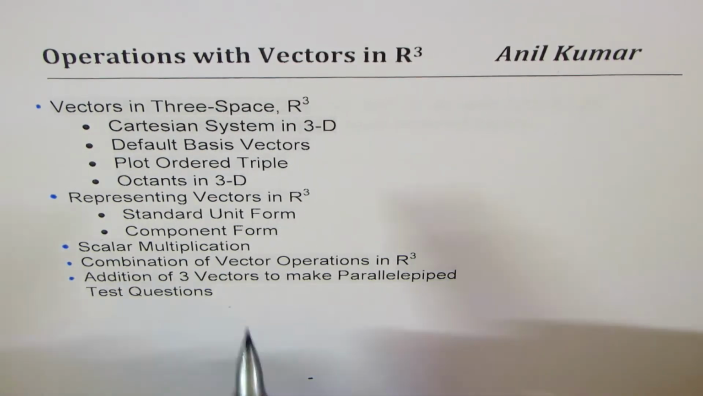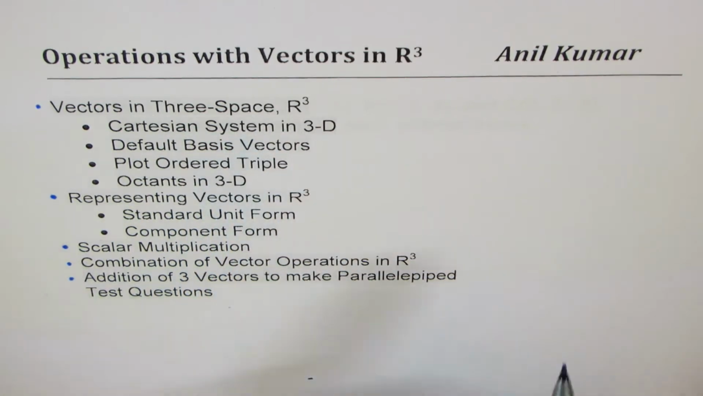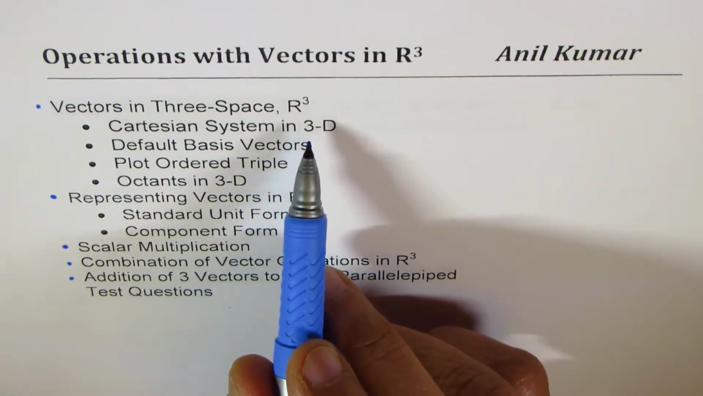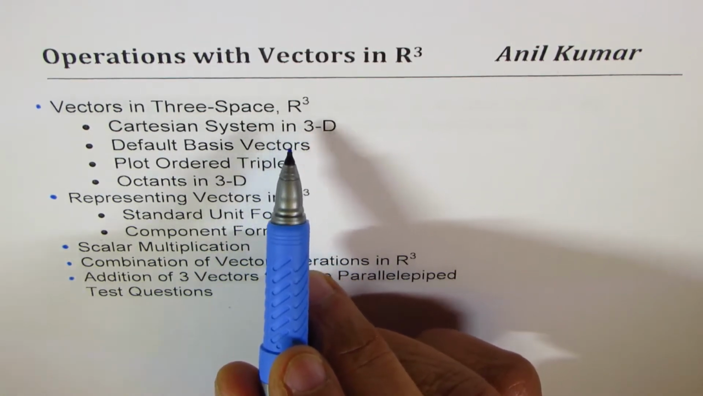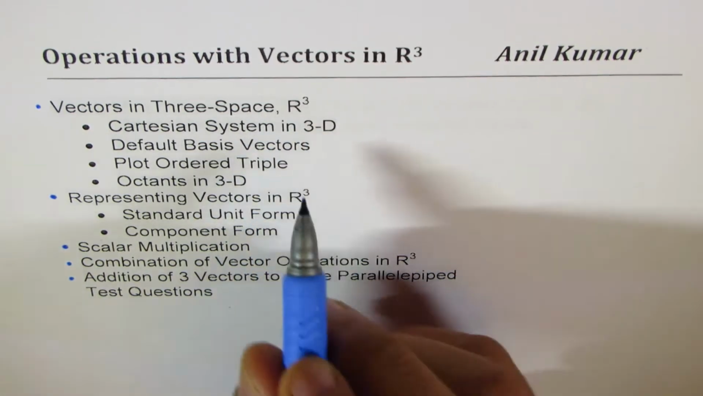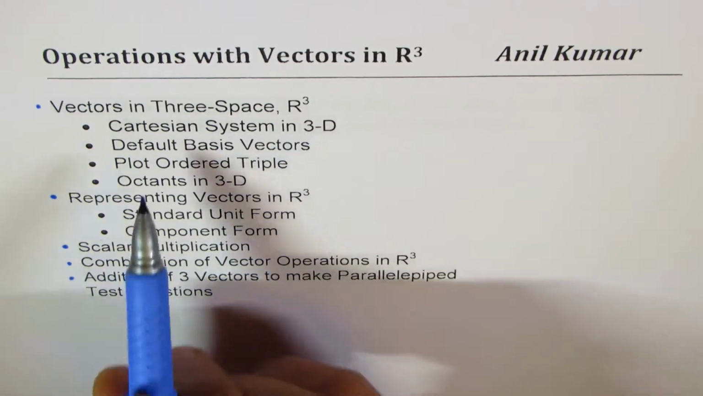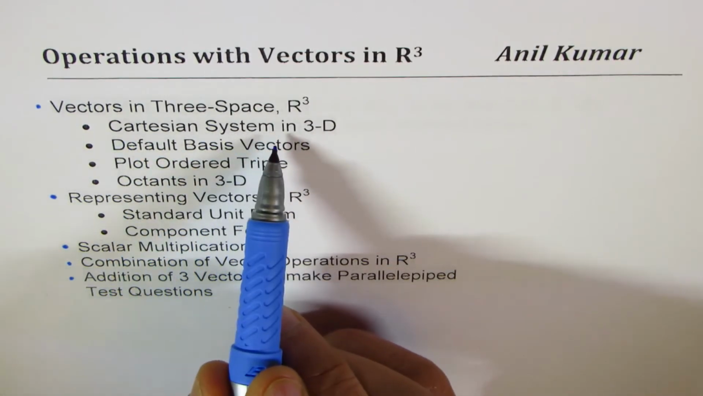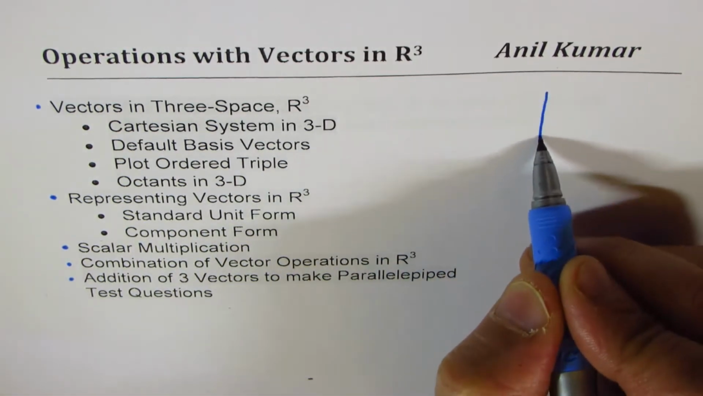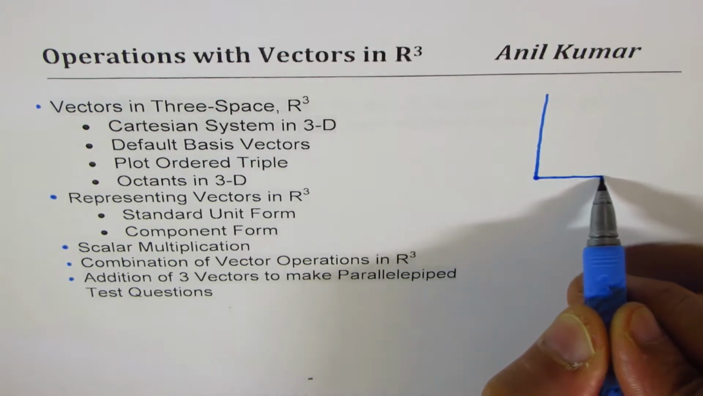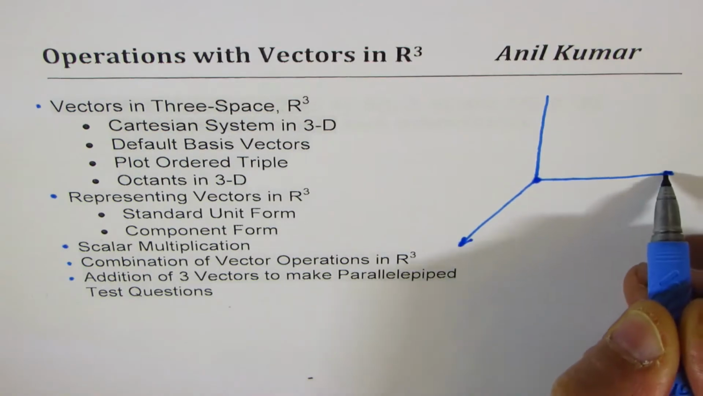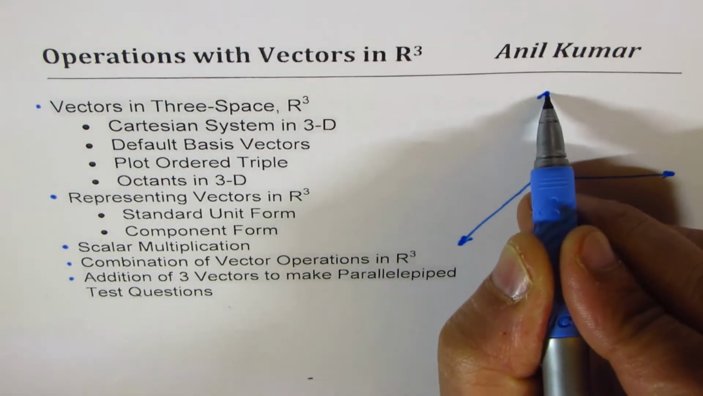So now let's talk about vectors in 3 space. In R2 or 2 space, we are working with the Cartesian plane with x and y. Now here we add z to cover the 3rd dimension. So we also mention it as 3D. We call this the Cartesian system in 3D. This Cartesian system has 3 axes, x, y, and z. All are at right angles to one another, that means orthogonal.